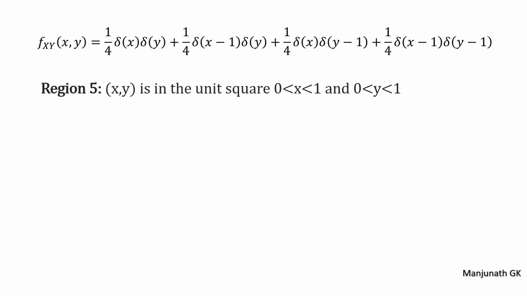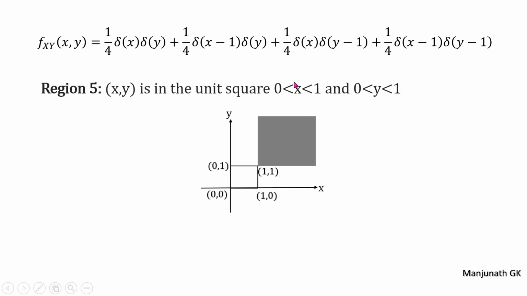Let us consider region number 5, where x is varying only from 0 to 1 and y is varying from 0 to 1. Because of this limit, the second term will be 0 because we find here a shifted version of delta x, so it is 0. We also find here a shifted version of y. Because of this limit it will be 0, and in the fourth term both are shifted, so that is 0. Only the first term will remain in this region.